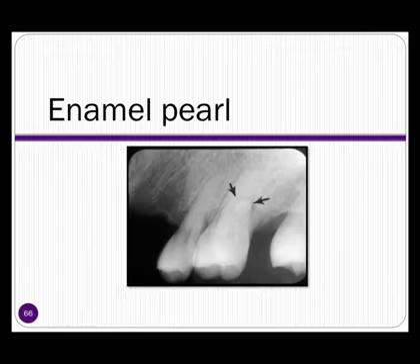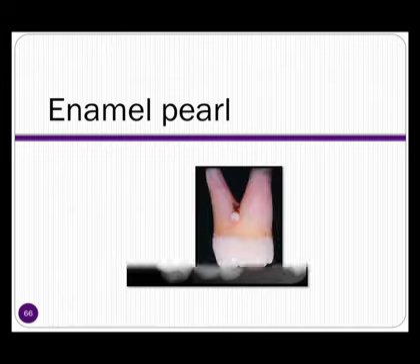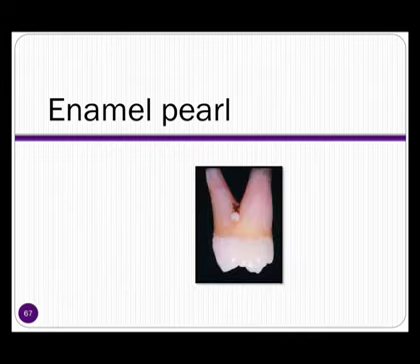So you can see on this x-ray, there is a perfectly round white area on the tooth. It's almost certainly an enamel pearl because there's no other reason for enamel to be deposited on the root of that tooth. And this is what it would look like clinically. So here you can see right between the roots of those teeth, a nice little enamel pearl.